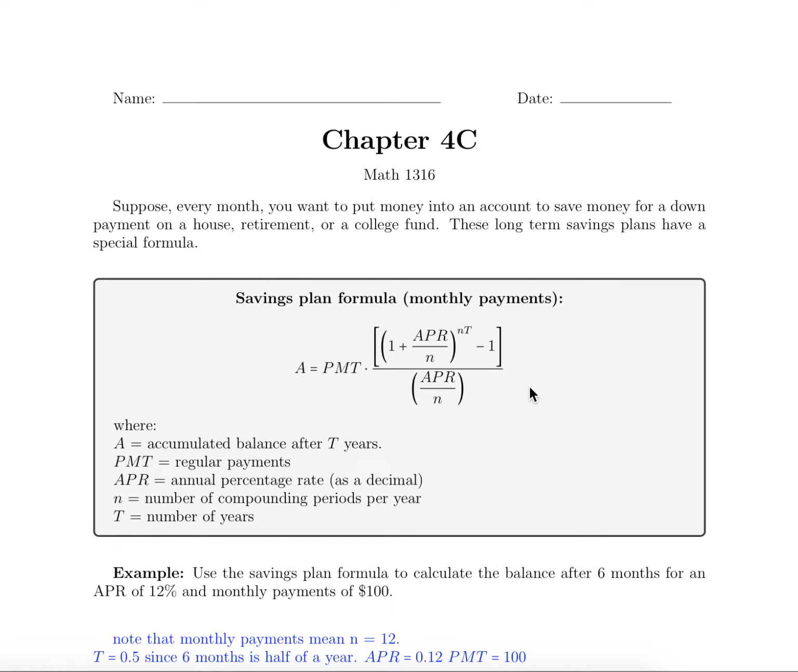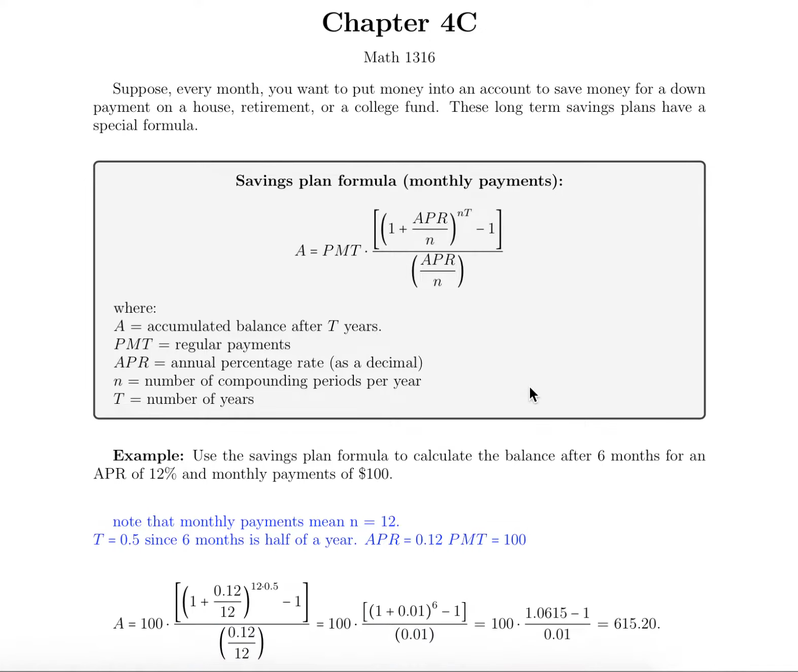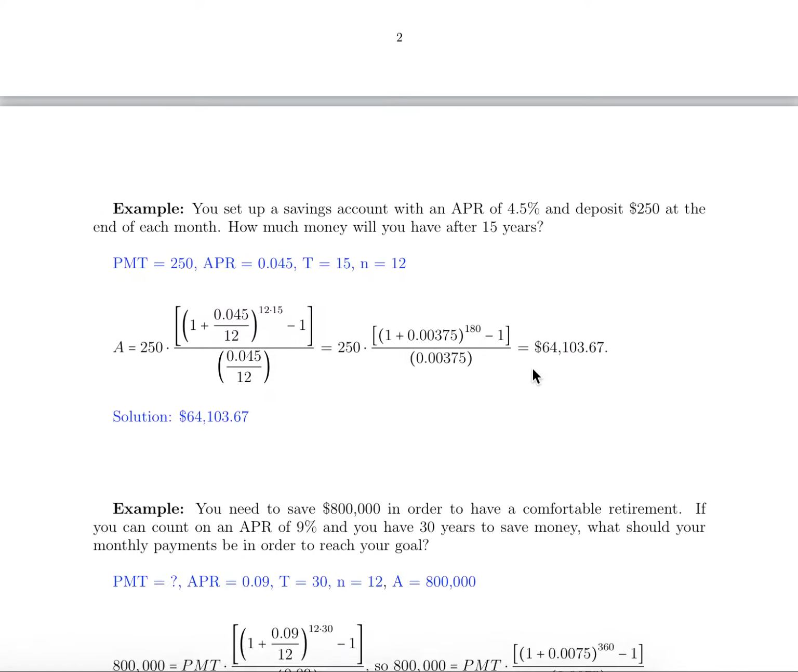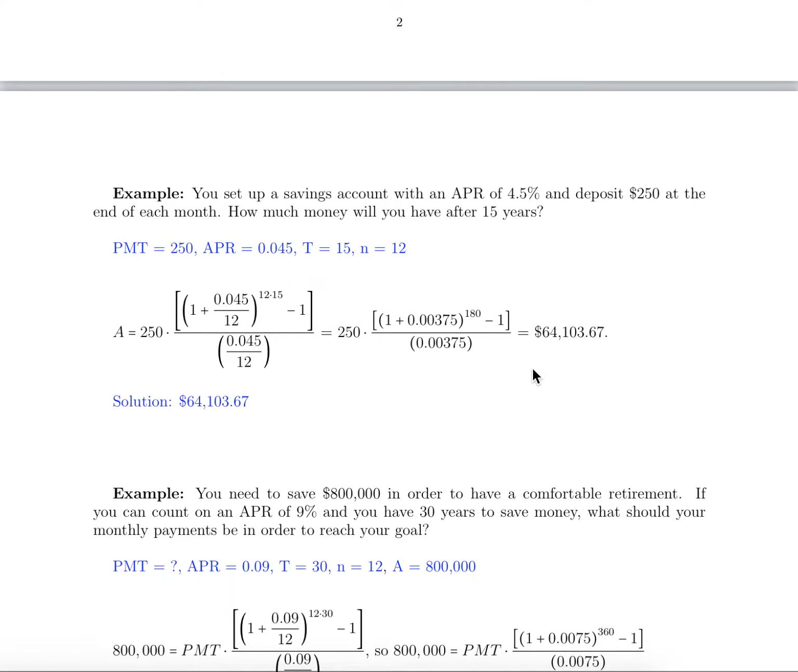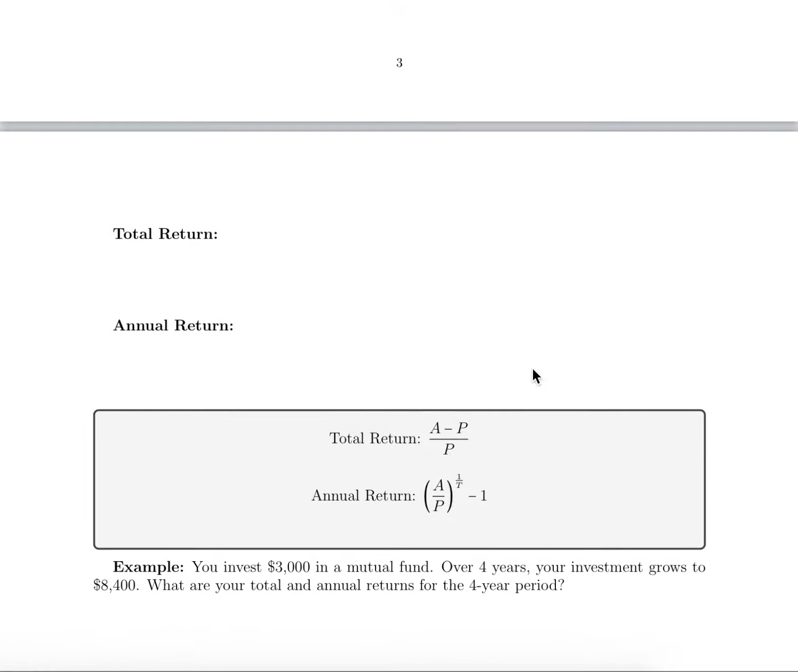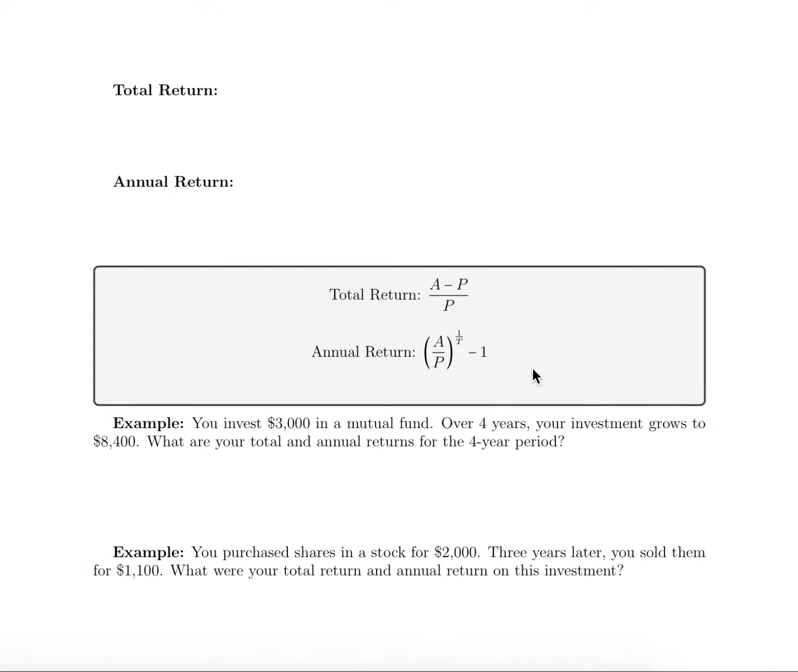Hello and welcome back. This is part 2 of chapter 4C. So in the last video, we did the first half of this packet. Just to review, we did savings plans and how to plug into the savings plan formula. This time we are going to do the total return, annual return, stocks, bonds, mutual funds, the rest of this packet. So let's jump right in.